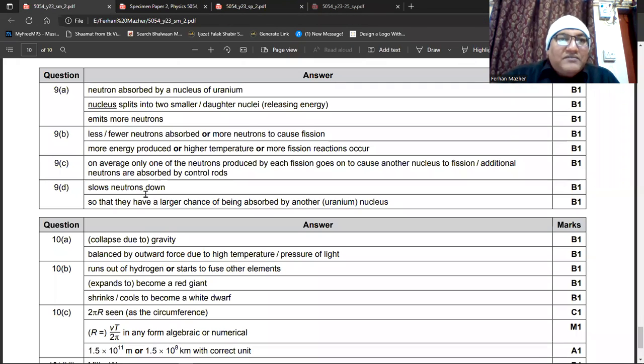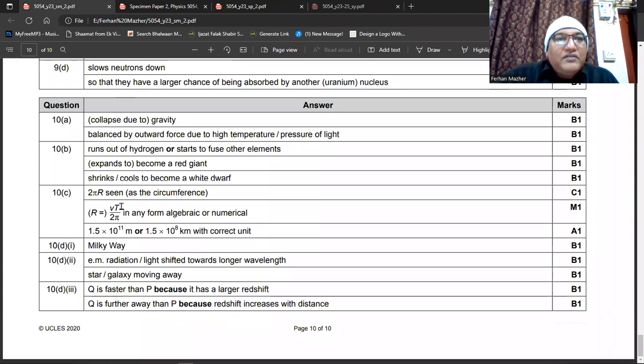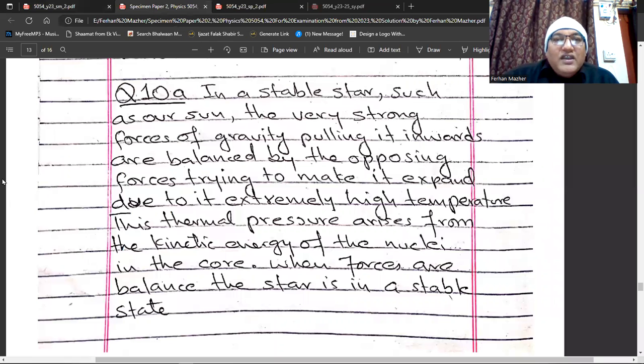So let me show you the marking scheme. It's trying to collapse due to gravity, balanced by outward forces due to high temperature and pressure. In a stable star such as our sun, the very strong forces of gravity pulling it inward are balanced by the opposing forces trying to make it expand. I can tell you the answer.